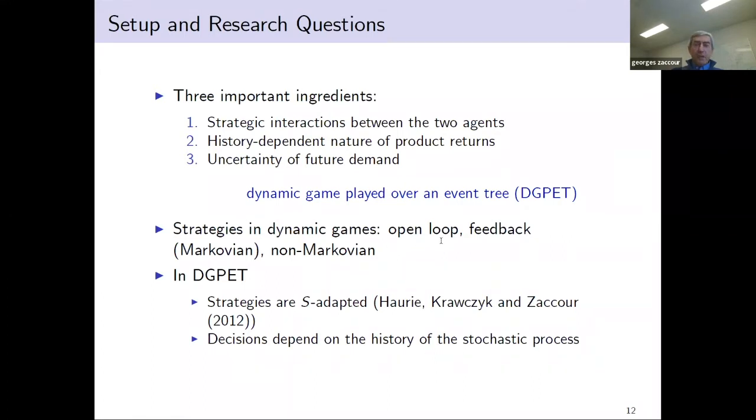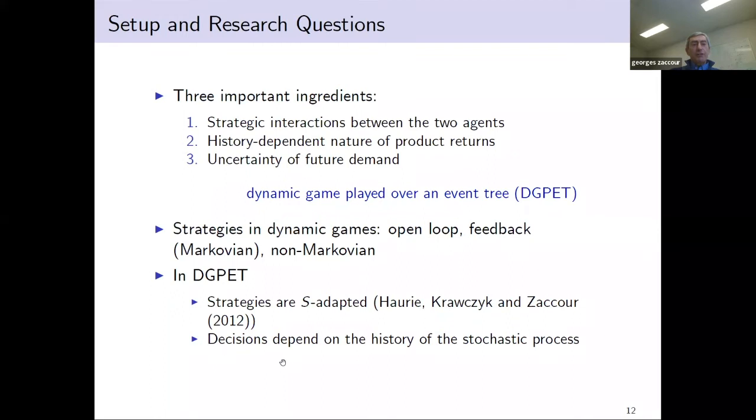Typically, we have considered in the literature open loop strategies, feedback strategies, or Markovian strategies, and history-dependent strategies, namely non-Markovian strategies. In a DGPET, we are going to use so-called S-adapted strategies, where S stands for sample of the stochastic process. In this case, the strategies are adapting to the stochastic process, but not to the whole state. So the stochasticity can be part of the state of the system, but we are not fully feedback as in a truly feedback equilibrium.